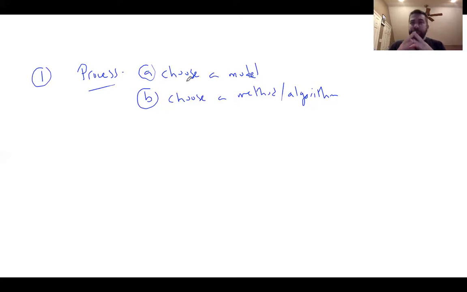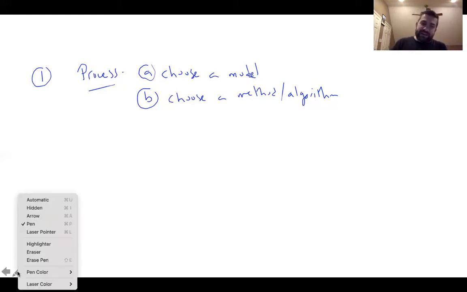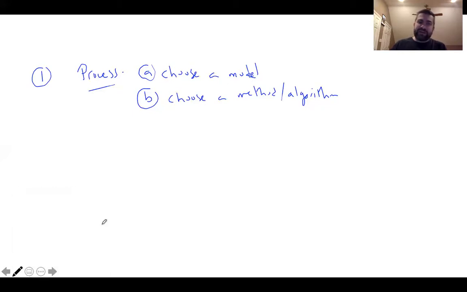All right. Part of this process of figuring out which model, which method, is a question that we often don't think of nearly enough. And that is the question of what question do we want to answer?